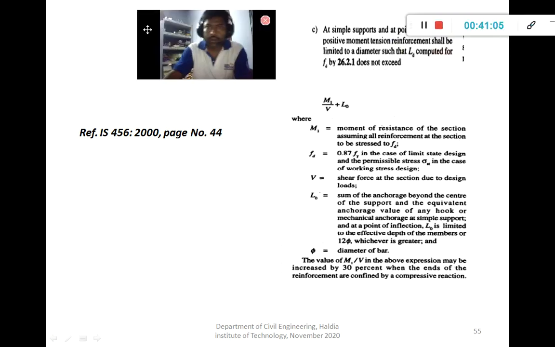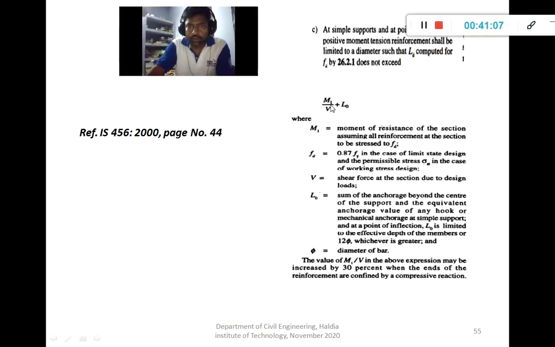So these are the codal provisions I have shown, that is, M1 by V plus L0, where M1 is the moment resistance which we already computed. This is after providing steel, we calculate the moment resistance, and V is the shear force, L0 is the anchorage value. Depending on what type of anchorage is made, the anchorage values are computed.